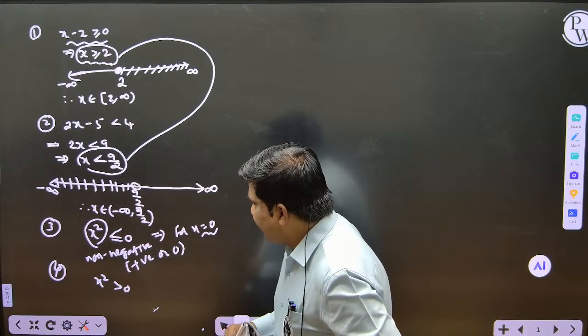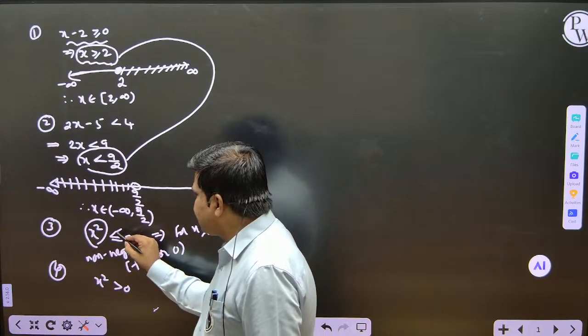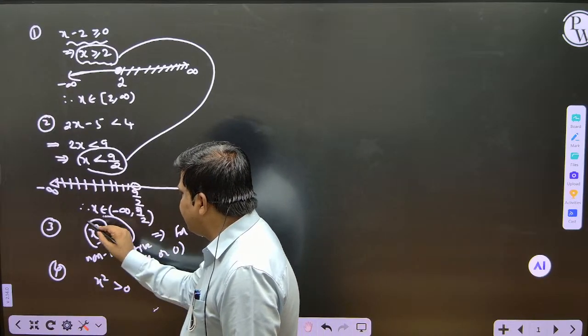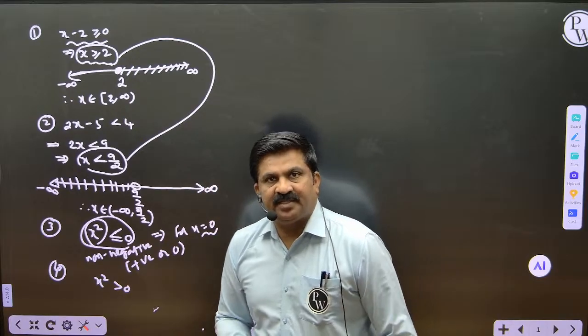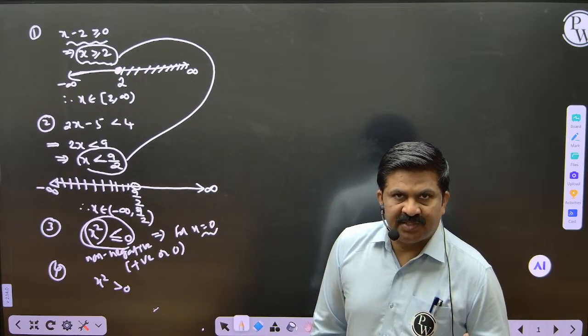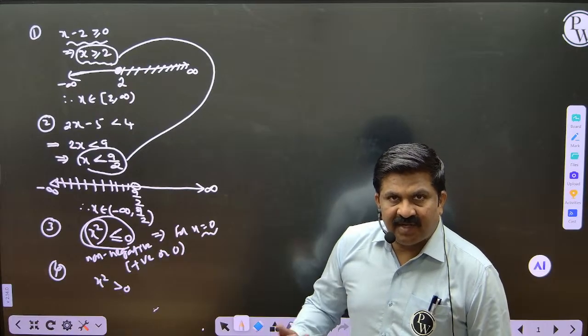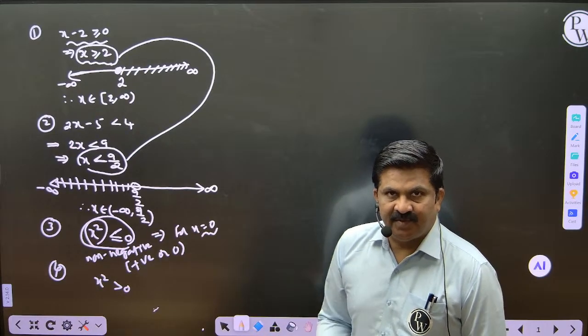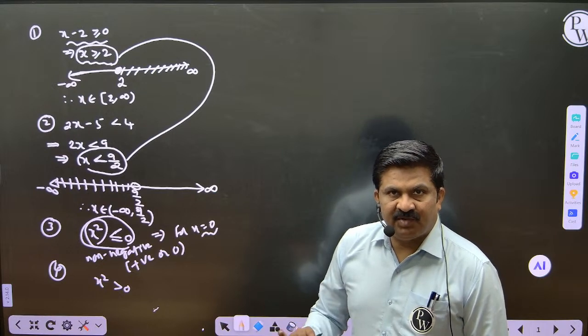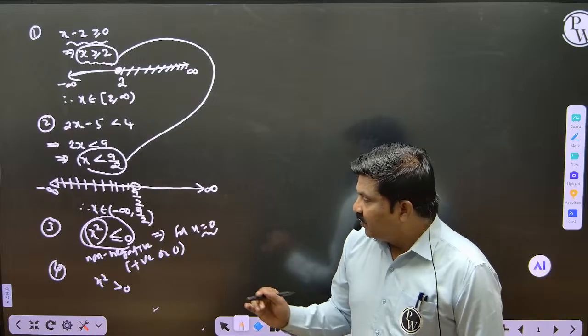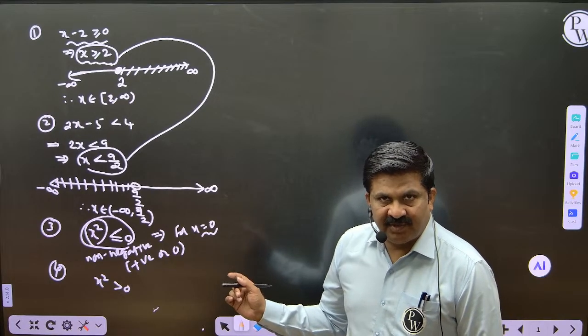So x square is what? x square is less than or equal to 0. But x square is non-negative. It is never negative. It is positive or 0. But the inequality is given as negative and 0. So when it is non-negative, it is only positive and 0. But the given inequality is negative and 0.